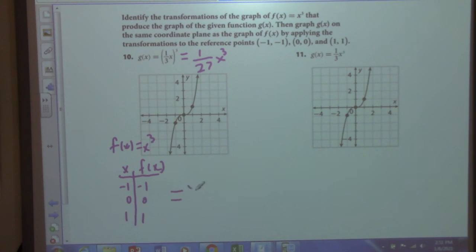Now we take these same input values, and they're not translated at all, so we're going to have x and g of x. In this case, we know that g of x is 1/27 x cubed, so if we plug in -1, what do we get as an output? -1/27. If we plug in 0, what do we get? 0. If we plug in 1, what do we get? 1/27. And so now we can take these reference points: here's your -1, -1/27. Here's the 1, 1/27.